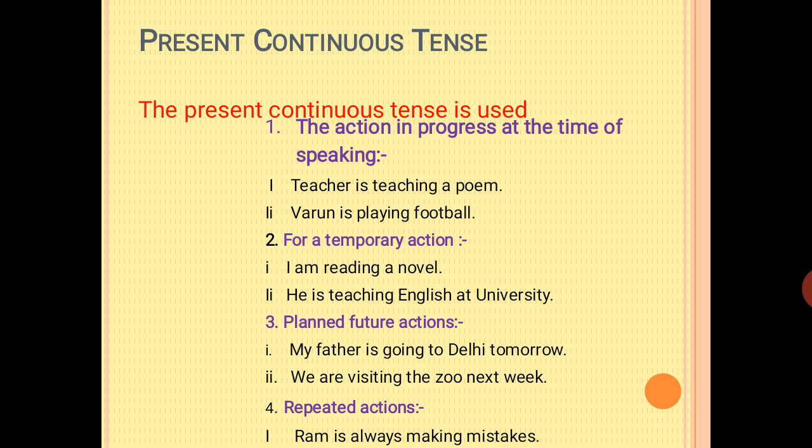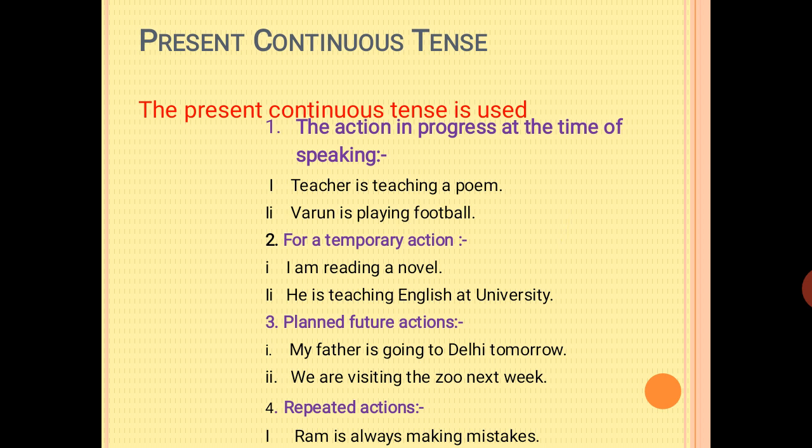The present continuous tense is also used to express planned future actions. My father is going to Delhi tomorrow. We are visiting the zoo next week. It will happen in the future, but it is a fixed action, and we are going to visit the zoo next week. Planned actions are expressed in this tense.